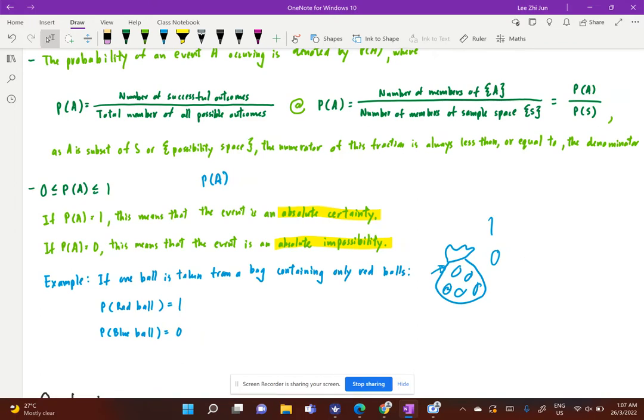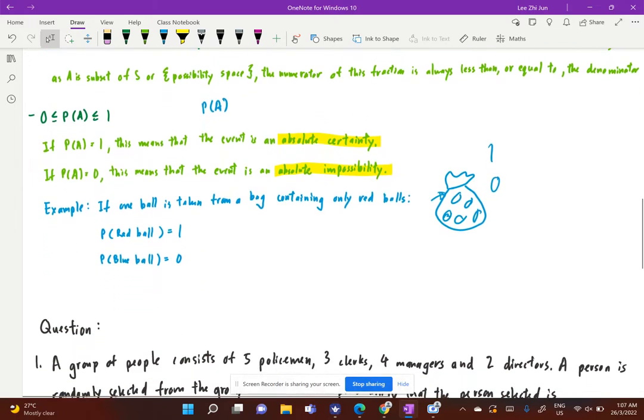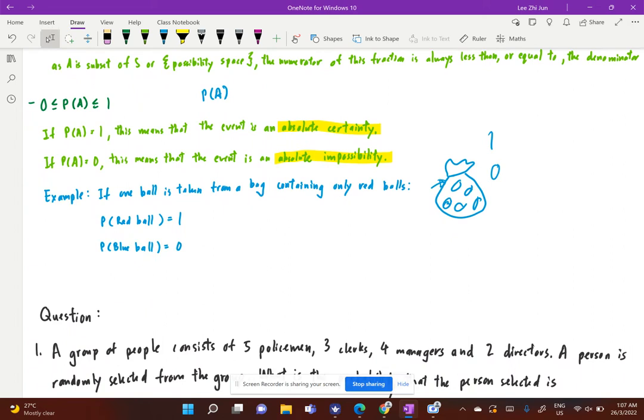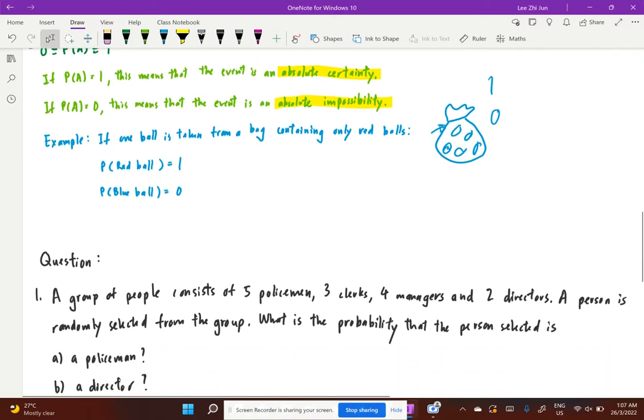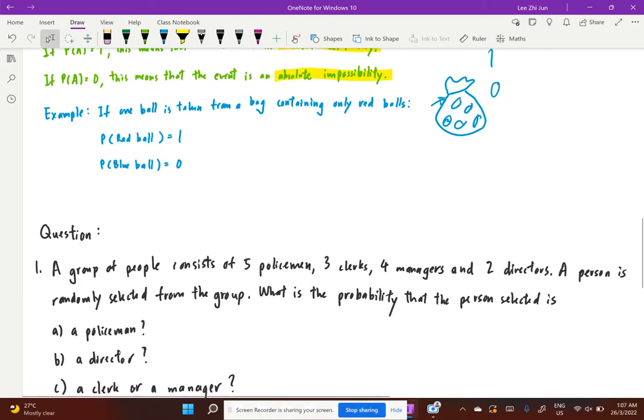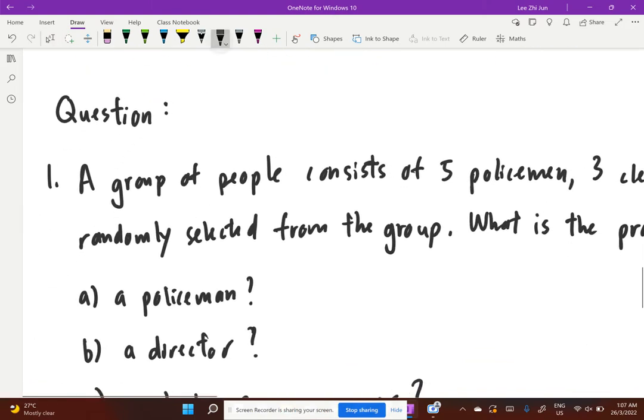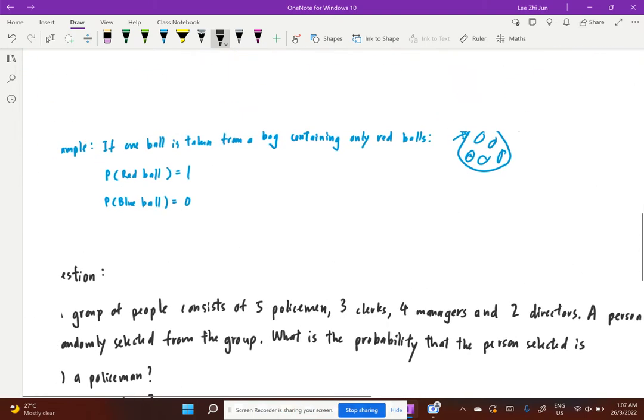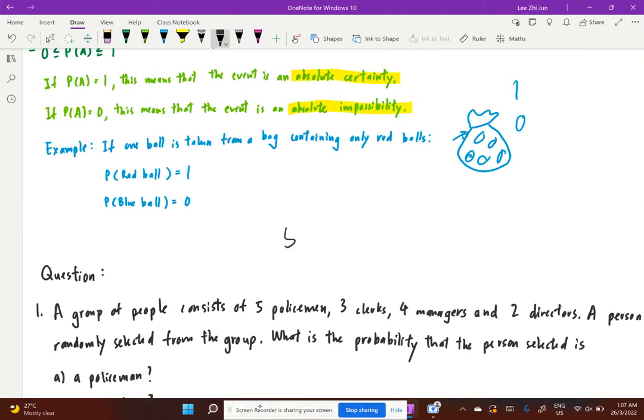So we go to a simple question. A group of people consists of 5 policemen, 3 clerks, 4 managers, and 2 directors. A person is randomly selected from the group. What is the probability that the person selected is, first, a policeman? You need to calculate the whole sample space.